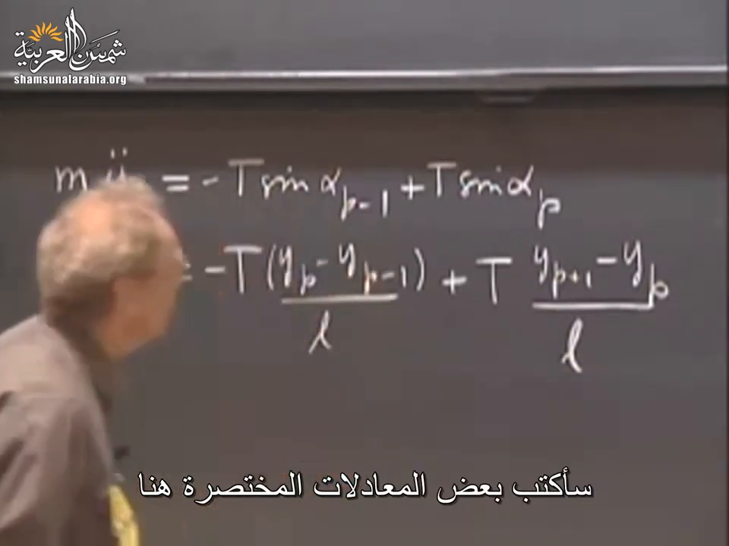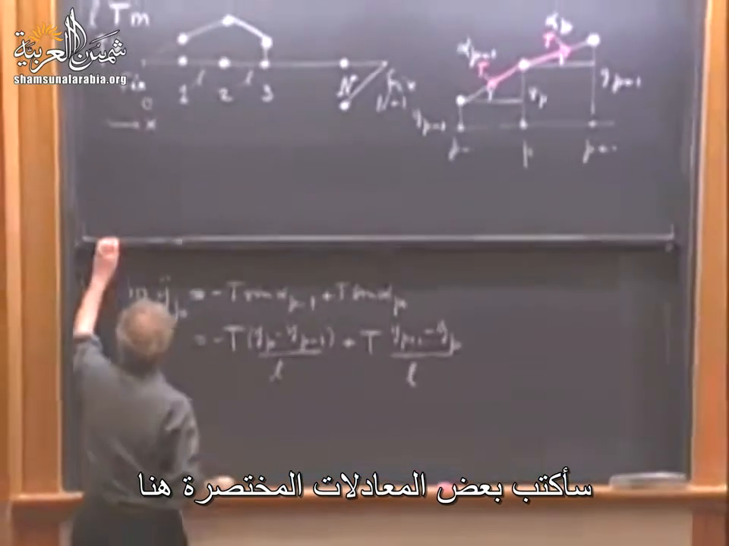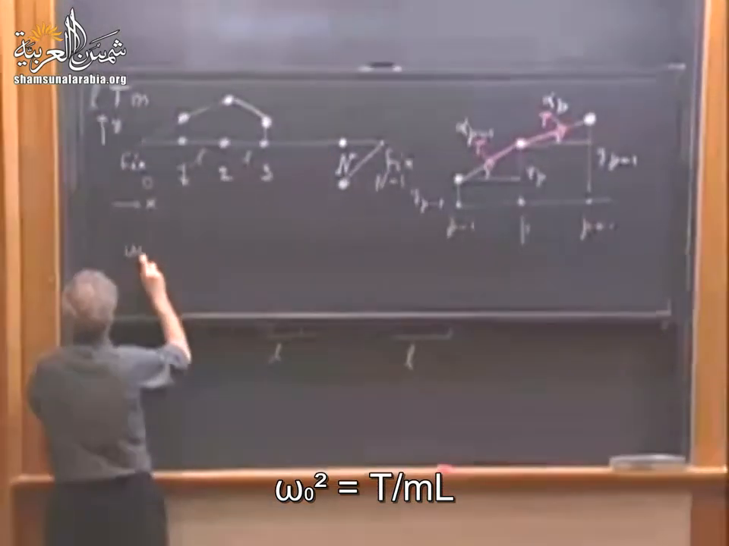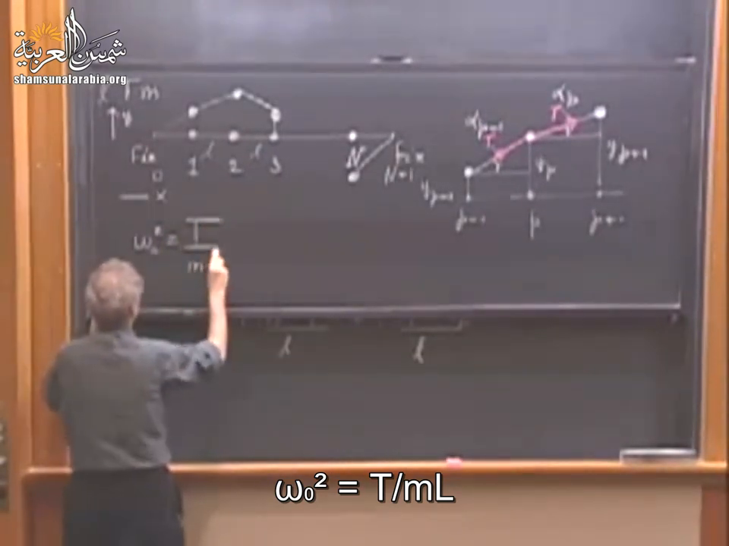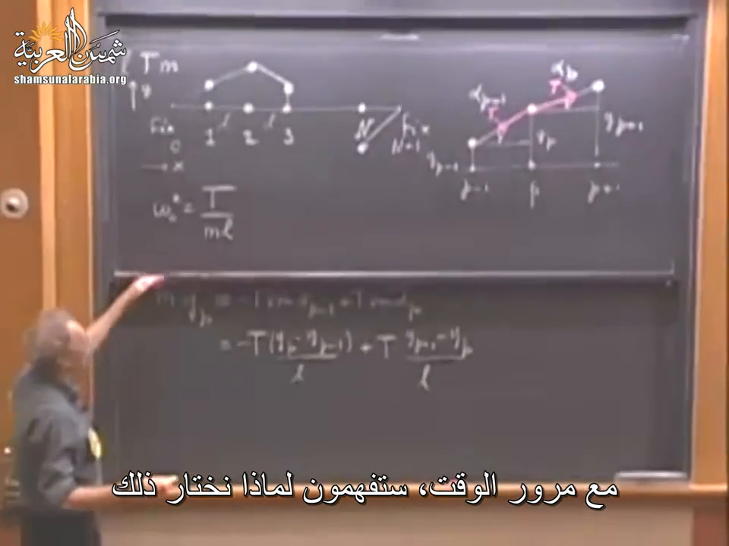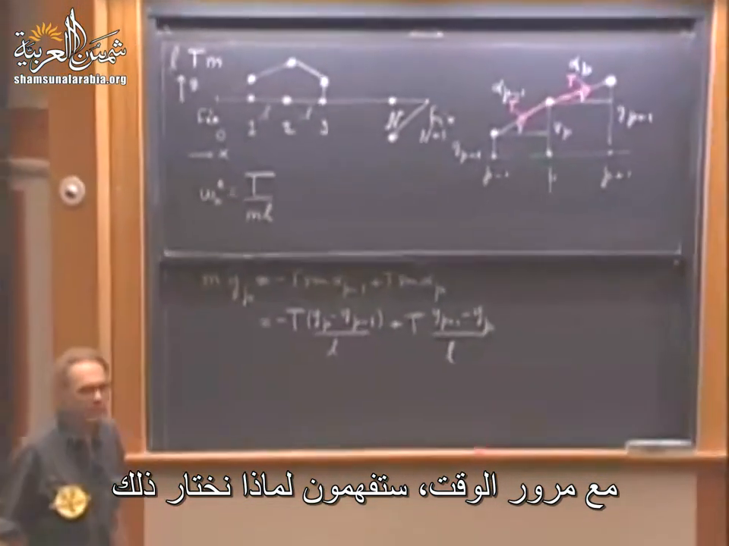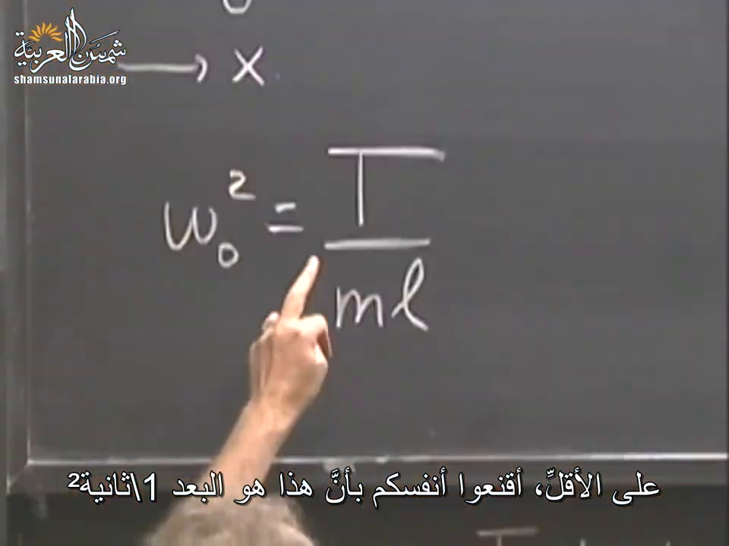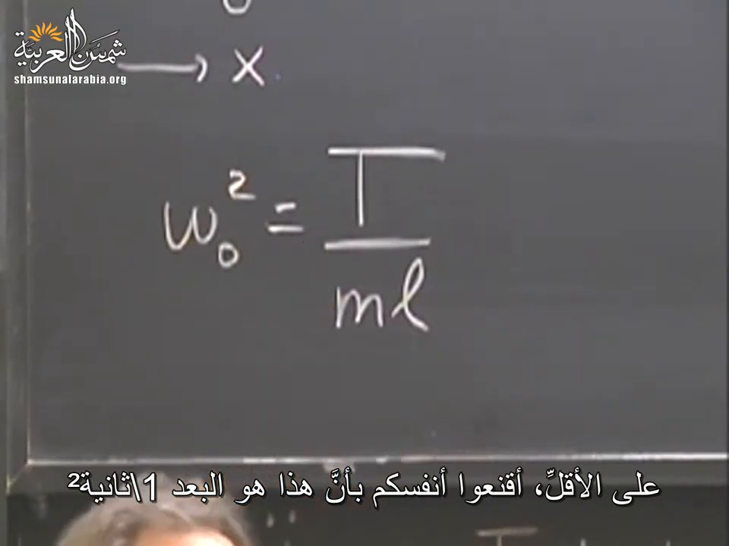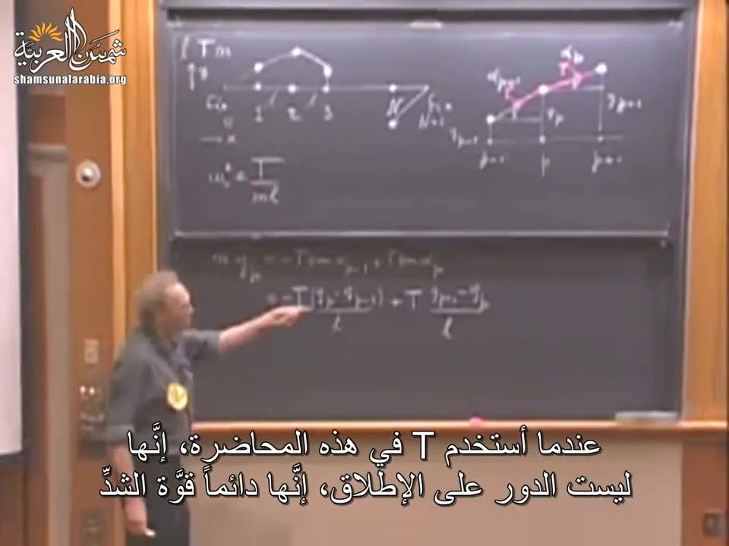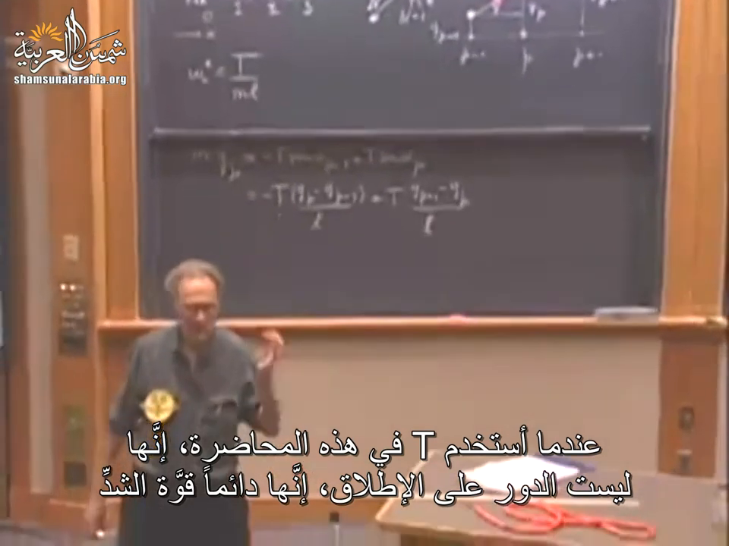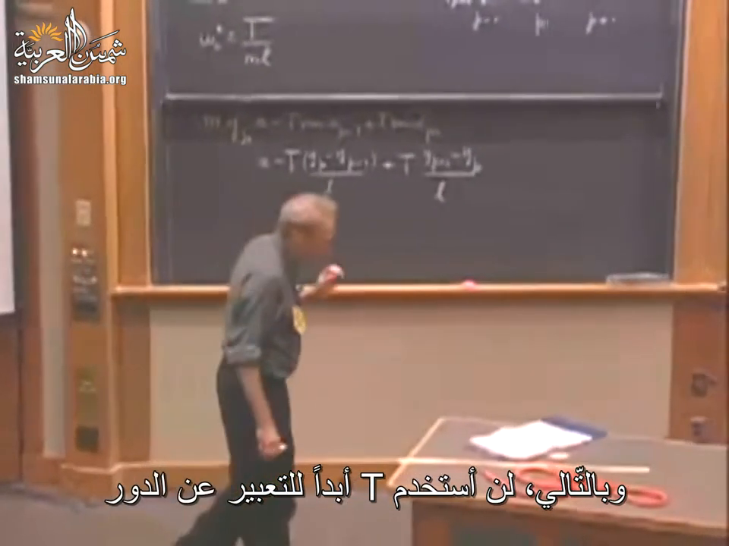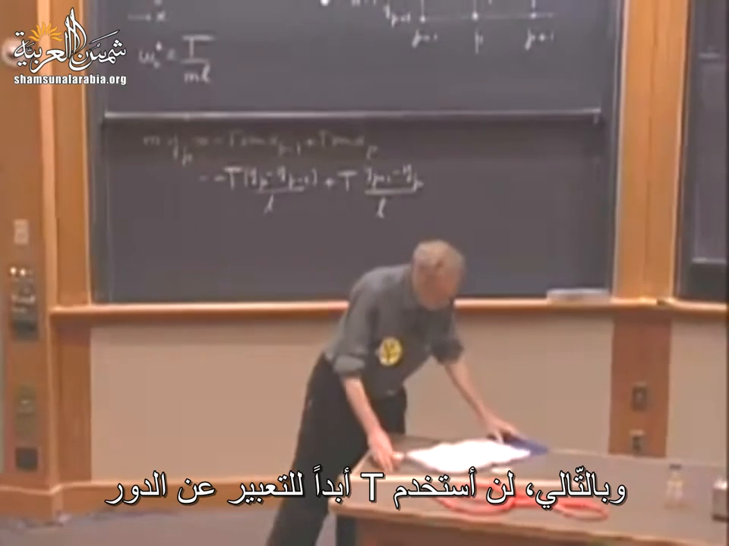I'm going to introduce shorthand notation. I'm going to introduce that omega 0 squared is T divided by ML. As time goes on, you will get more insight into why we choose that. At least convince yourself, if you have the time, that this has dimension 1 over second squared. It has the right dimension. T, by the way, whenever I use it throughout this lecture, is never period. It is always tension. So I will stay away from the capital T when we're dealing with a period.